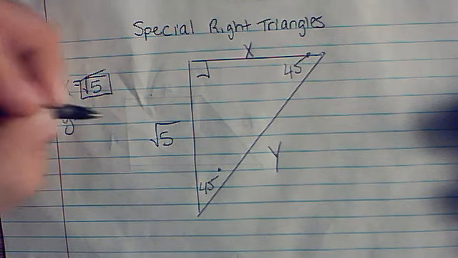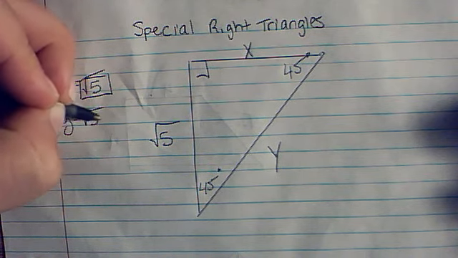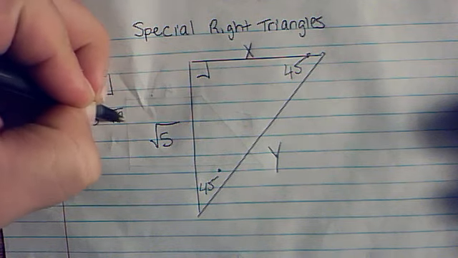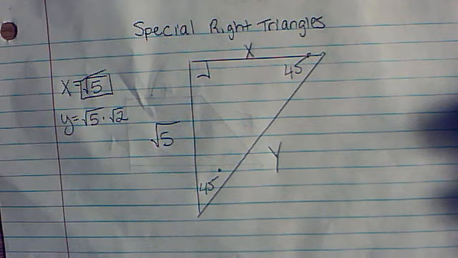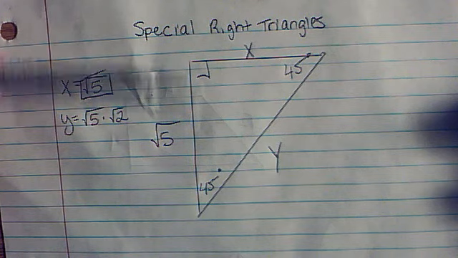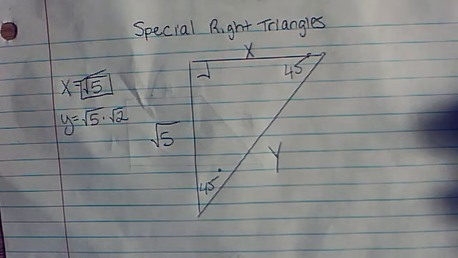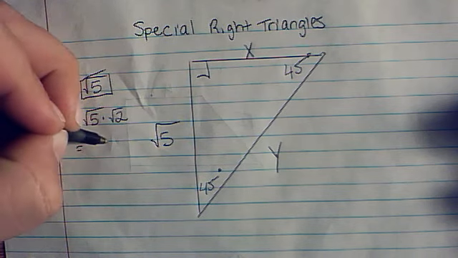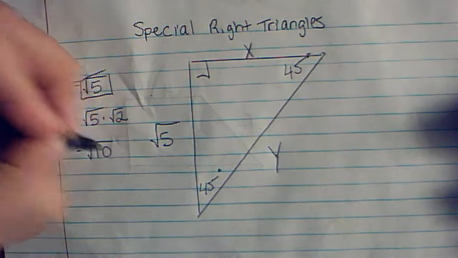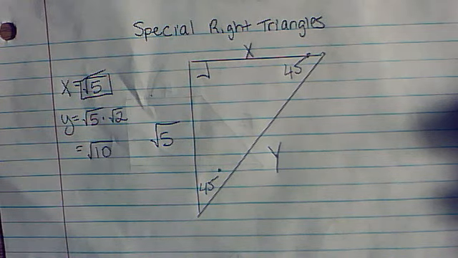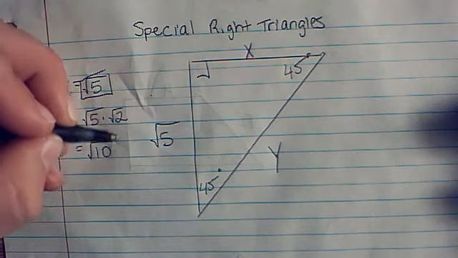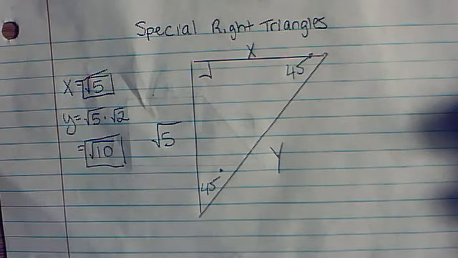In order to find y, I need to take that square root of 5 and multiply it by the square root of 2 in order to find the hypotenuse. In a 45, 45, 90 triangle, the legs are represented by x, and the hypotenuse is represented by x times the square root of 2. When I multiply those two radicals together, I get the square root of 10. There are no factors within the square root of 10 that are perfect squares, so this is my answer for y.